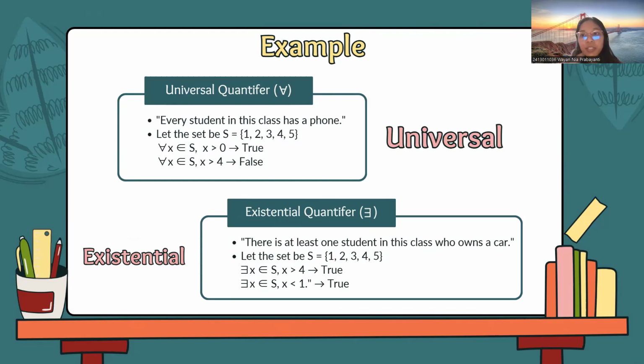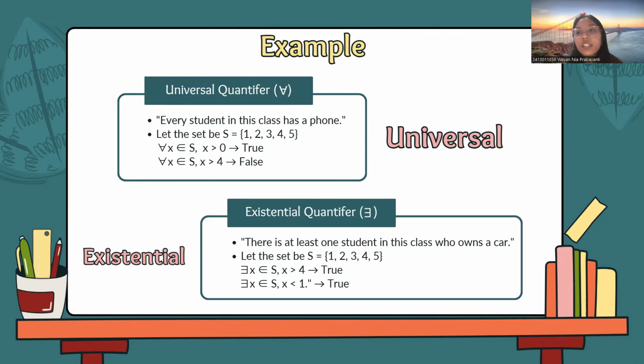Okay, let's move to the more mathematical example. Let the set S equal 1, 2, 3, 4, 5. So for all x element of S such that x greater than 0 is true, because every element in the set S is greater than 0. And for the next, for all x element of S such that x greater than 4, this is false, because not every element of S is greater than 4.